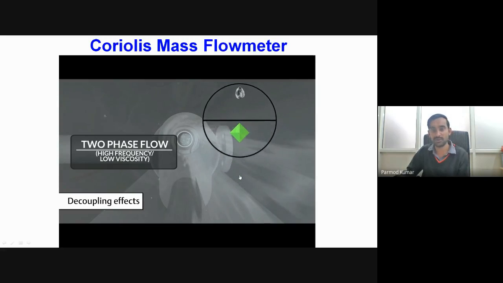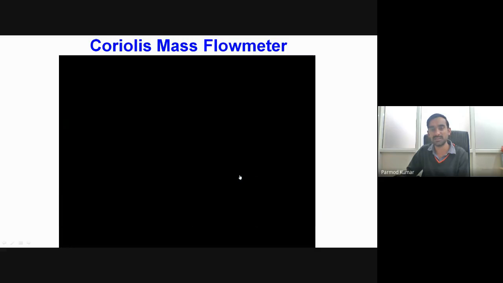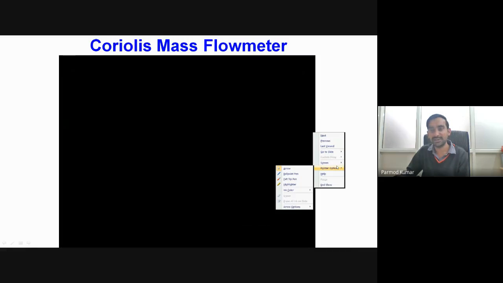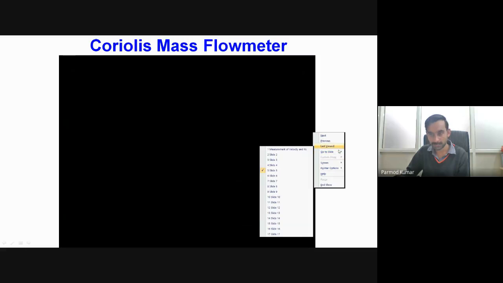So while we are using the Coriolis mass flow meter for any application, we have to ensure that we are not having any impurities inside our fluid medium. If we have impurities, we will have a significant amount of errors in our measurement.